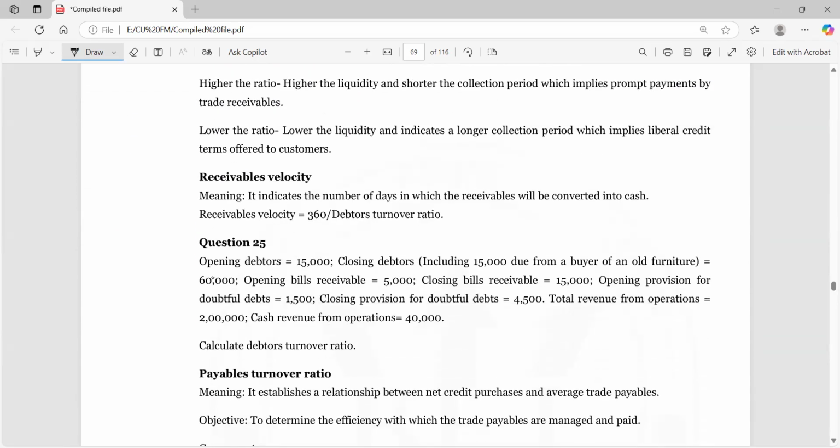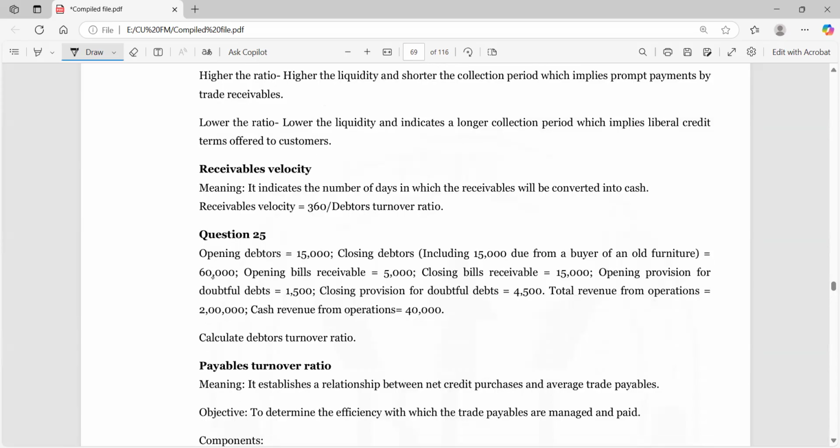So here also we have to calculate receivable turnover as well as receivable velocity, right? So question number 25, listen. Opening debtors is 15,000. Closing debtors, totally it is 60,000. But the 60,000 includes 50,000 due from a buyer of an old furniture. So this company is not into purchasing and selling furniture. This furniture is not their merchandise.